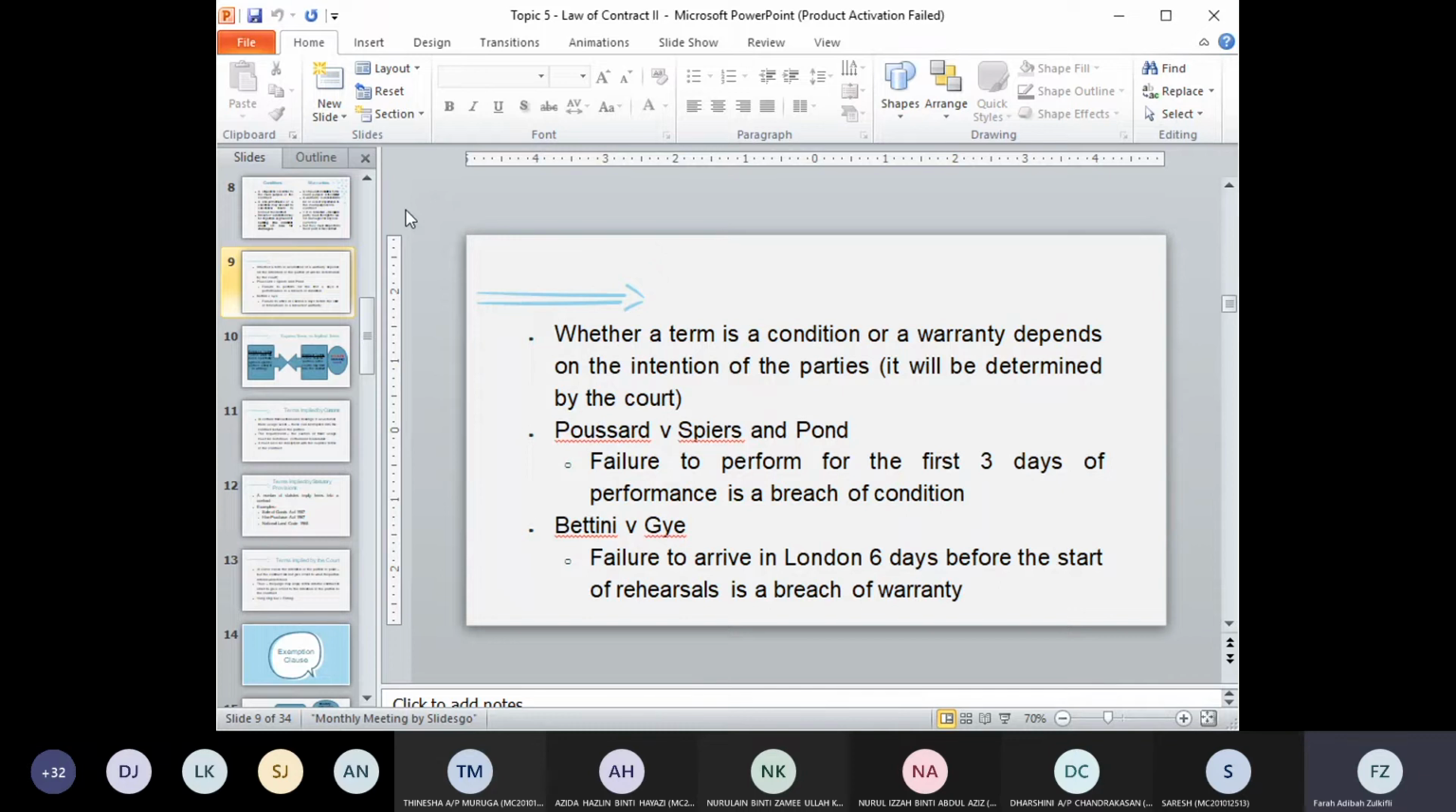Both cases involve a performer, but in the first case, the case of Poussard against Spiers and Pond, the court held that it is a breach of condition. So in the case of Poussard against Spiers and Pond, the court states that the contract can be discharged and the party can treat the contract as already ended. But in the case of Bettini and Gye, the court states that it is not a breach of condition.